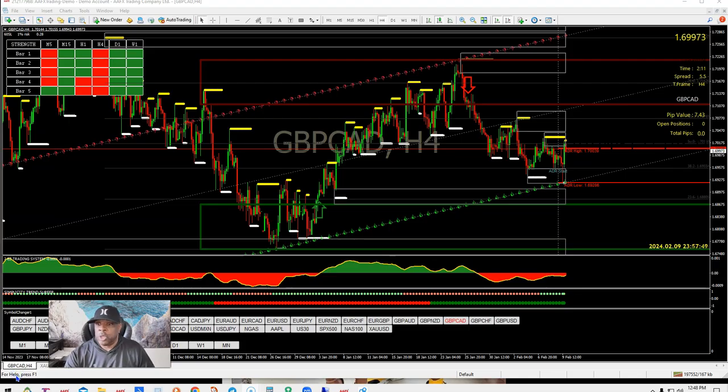Now I'm going to start with GBP CAD on the 4-hour time frame so that you guys can see this. The reason I'm using the GBP CAD and the AUD CAD is because these are actual trades that I took for our copycat family last week. And the day of this recording is going to be February 11th, 2024.